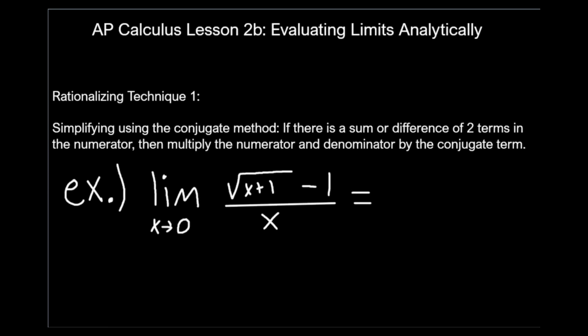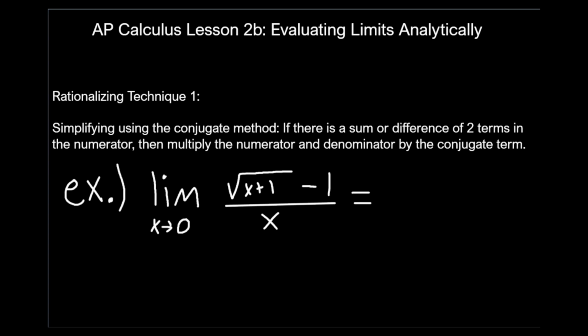So the first rationalization technique is simplifying using the conjugate method. If there is a sum or difference of two terms in the numerator, then multiply the numerator and the denominator by the conjugate term. So we have the limit of f of x as x approaches 0, and this is our equation: the square root of x plus 1, minus 1, over x.